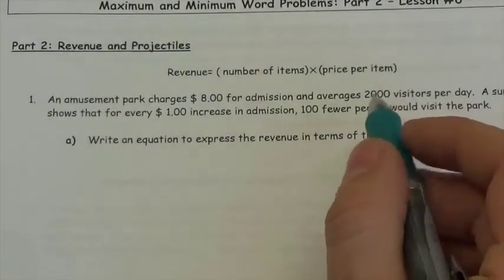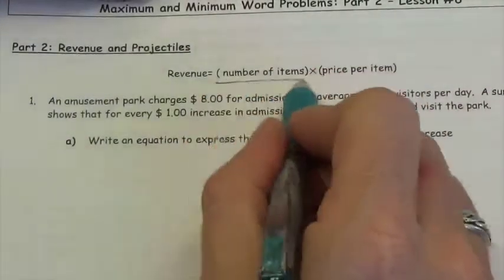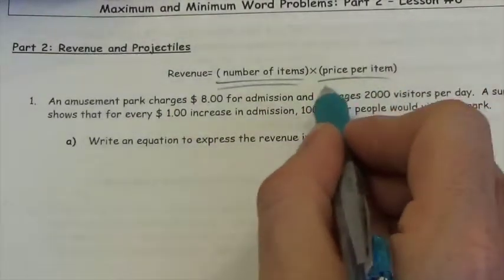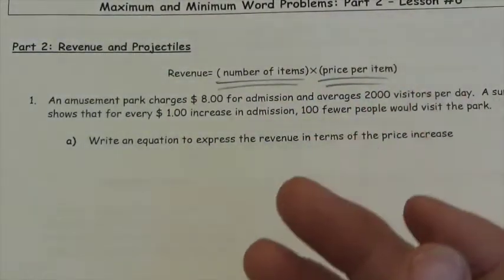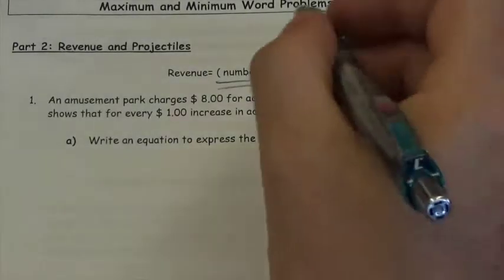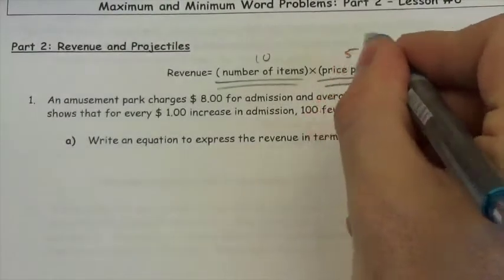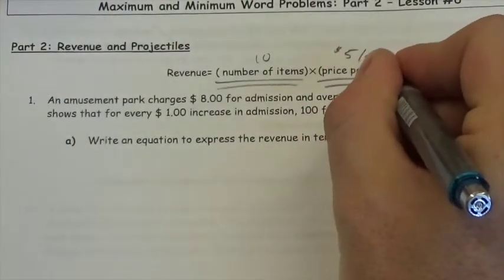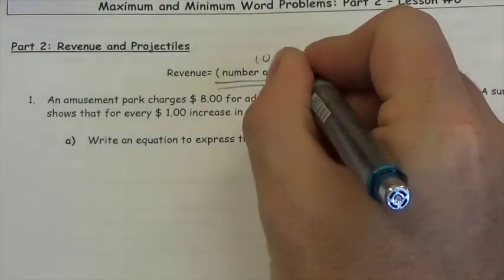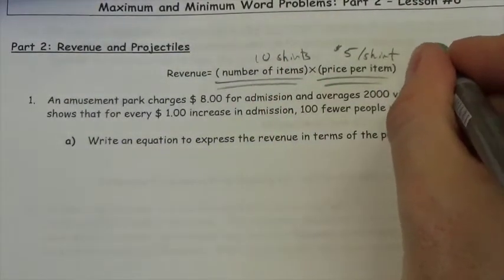Now, bear in mind what revenue is. If you want to think about the formula here, it's the number of items sold multiplied by the price per item. Revenue is the amount of money that you take in. Okay, so just to give you a quick example here. Let's say that you sold 10 t-shirts and they were $5 each, right? $5 per shirt, 10 shirts. How much money did you take in? Well, you took in $50.